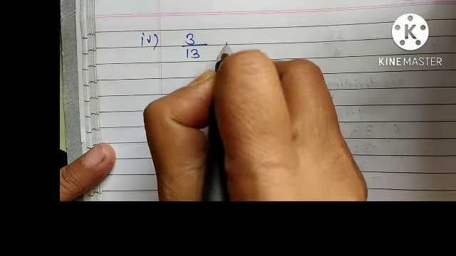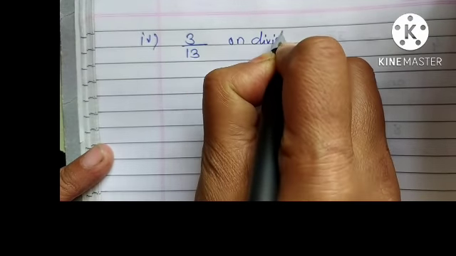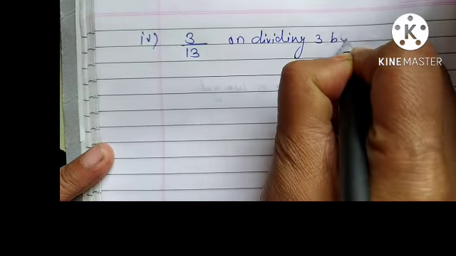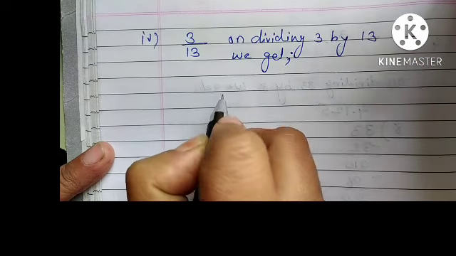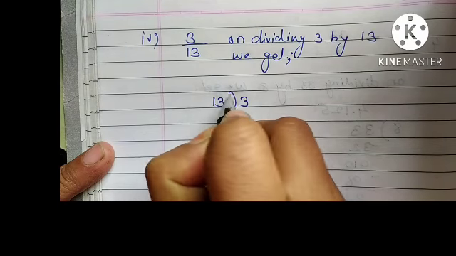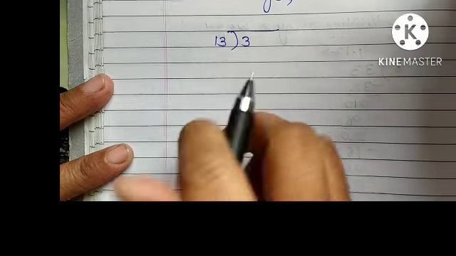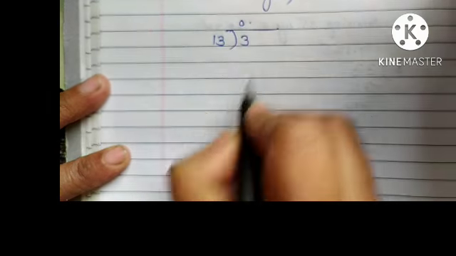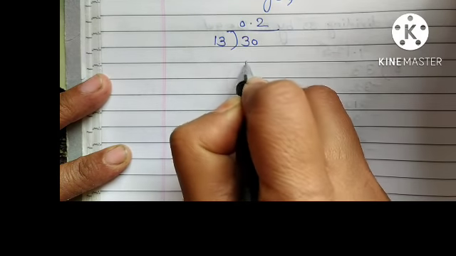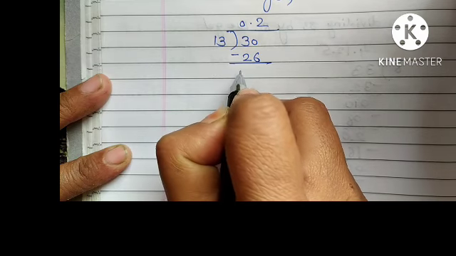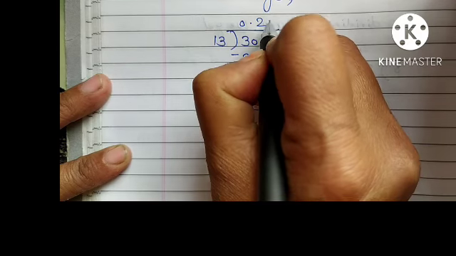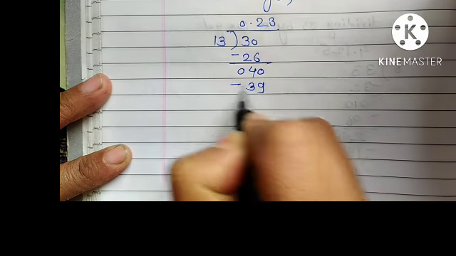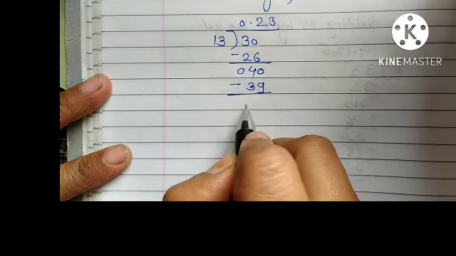Fourth example is 3 divided by 13. Now on dividing 3 by 13, 3 is smaller than 13, so we put a 0 and a point. Now 13 2s are 26, remainder will become 4. 4 is smaller than 13, so 40. 13 3s are 39. Now the remainder will become 1.